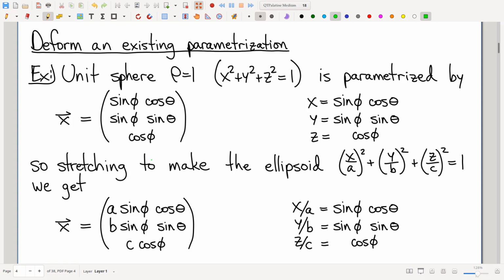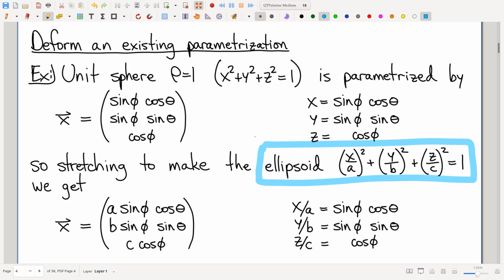Okay, so what if I want to parameterize this ellipsoid? Now, that's not a sphere. But you will notice it's not that different from a sphere. Right? They're pretty similar. Look at the equations even. They're very closely related equations. So the idea is that, well, if I know how to parameterize this, and if this isn't that different, maybe I can take this parameterization that I have, figure out how to tweak it, and then that'll be a parameterization of what I want.